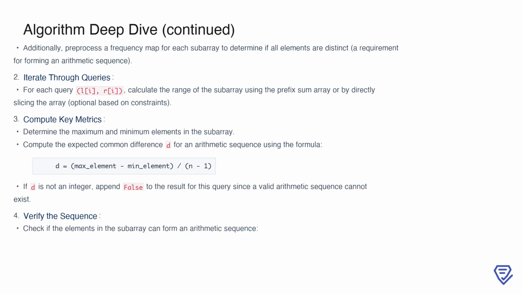Once pre-processing is complete, we iterate through each query and compute key metrics for the specified subarray. These metrics include the maximum and minimum elements of the subarray, which help us calculate the expected common difference D. The formula for D is (max_element - min_element) / (n - 1), where n is the number of elements in the subarray. If D is not an integer, we can immediately conclude that the subarray cannot form an arithmetic sequence, and we append false to the results. This eliminates unnecessary checks for invalid subarrays.